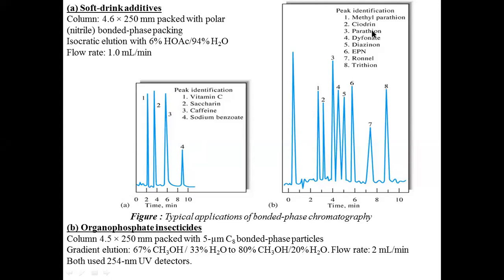You can look here at methyl parathion pesticides, chlordrin, zeodrin, parathion, diphonate, diazinon, EPN, ronel, trithion. All these compounds, eight compounds, have been separated in 10 minutes. These are called organophosphate insecticides, using a column of configuration 4.5 millimeter by 250 millimeter with 5 micrometer bonded phase particles. And this is the mobile phase and flow rate.